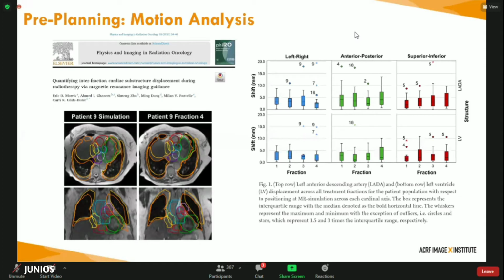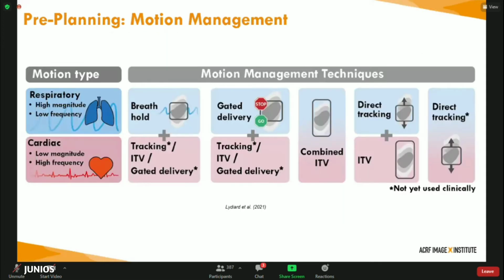Just visually looking at the exemplar MR sim and daily treatment imaging, you can see that lack of breath hold compliance in some patients can cause large displacements in cardiac substructures. Respiratory motion management techniques are well established in radiation oncology, and we have a good understanding of their accuracy and limitations. However, to date, there's been little investigation into the suitability of these techniques for cardiac motion.